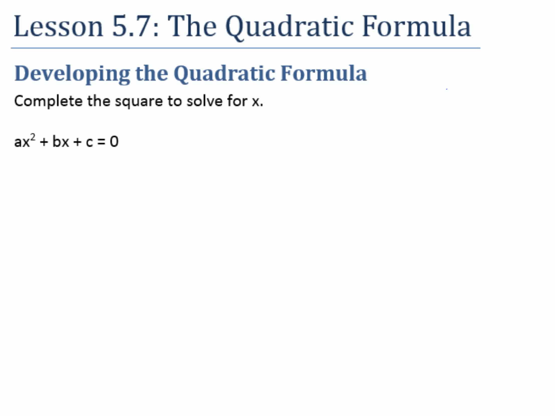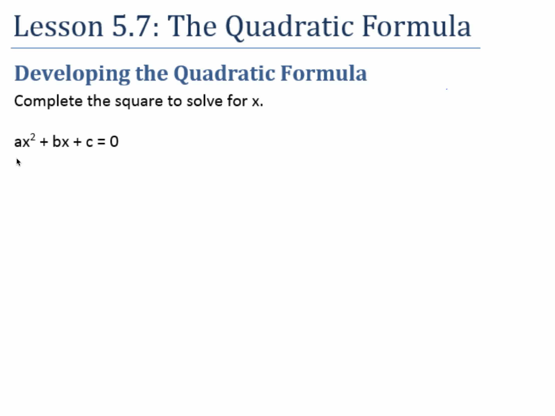In part 2 of lesson 5.7, we are going to develop the quadratic formula, or really what we're doing is proving why it is true. I already told you what it was and showed you how it works, but we want to know, why does this even work? So what we're going to do is complete the square to solve for x. Now this is going to get maybe a little complicated. There's going to be a lot of variables in here, but I'll go through step by step to show you why it works.